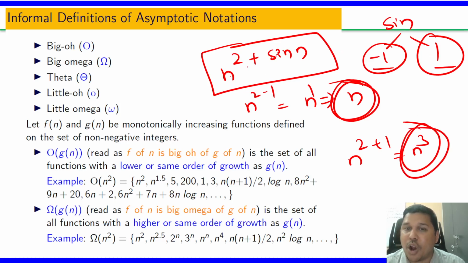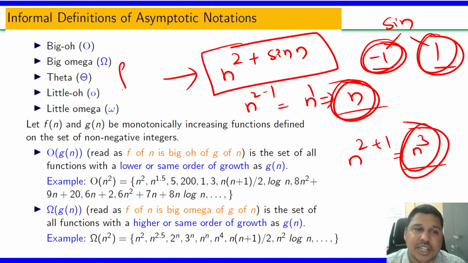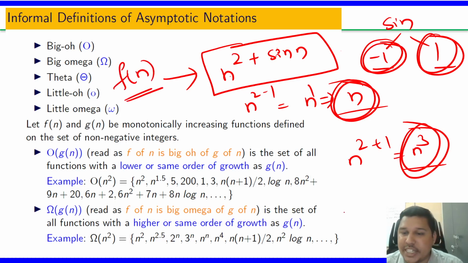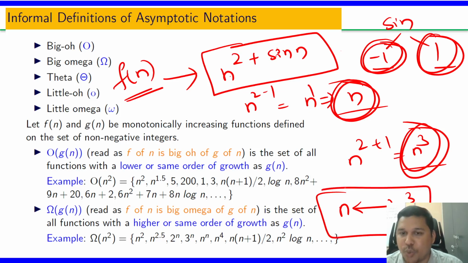It means the order of growth of this function, the order of growth of n power 2 plus sin n, depends on the input value. If I give a sine value of -1, this becomes n. If I give positive 1, it becomes n cube. It means the order of growth of this function f of n is changing between n to n cube.